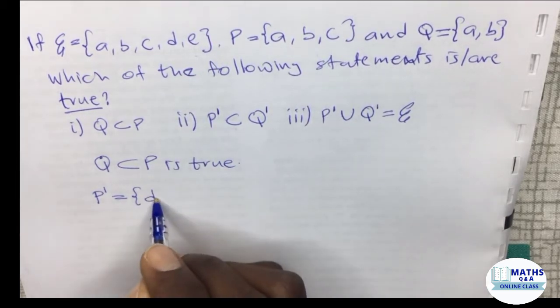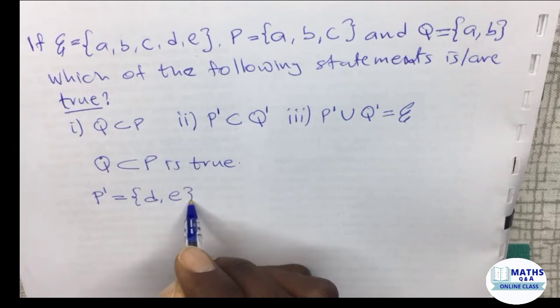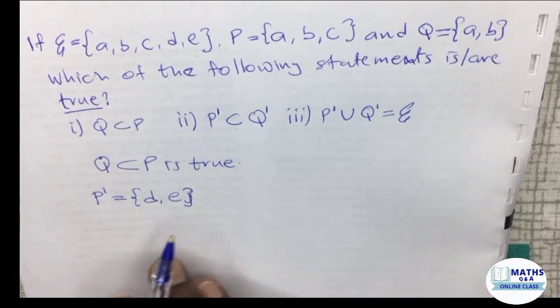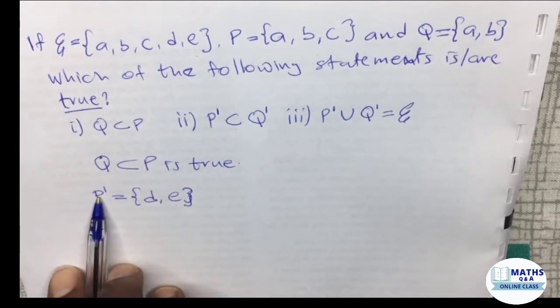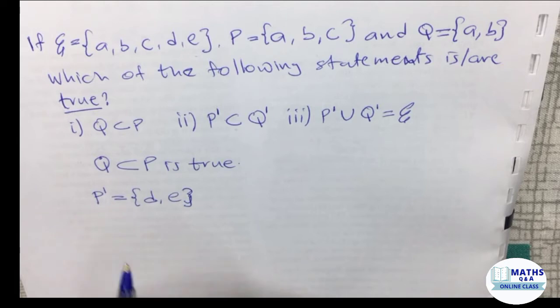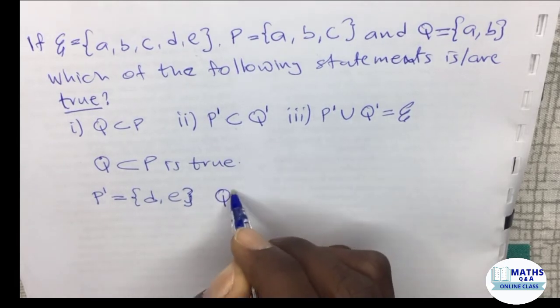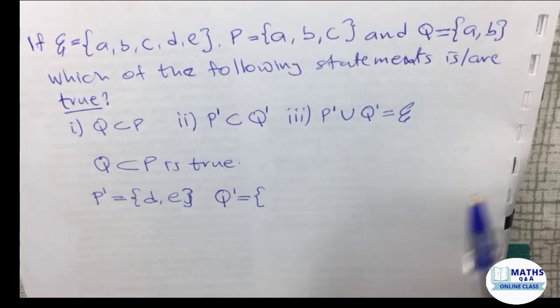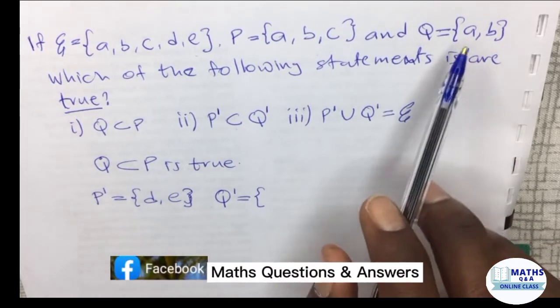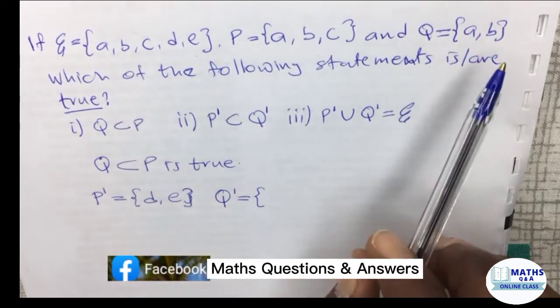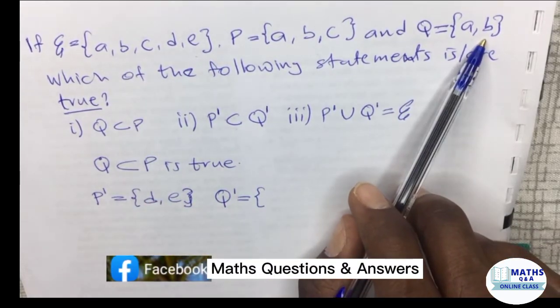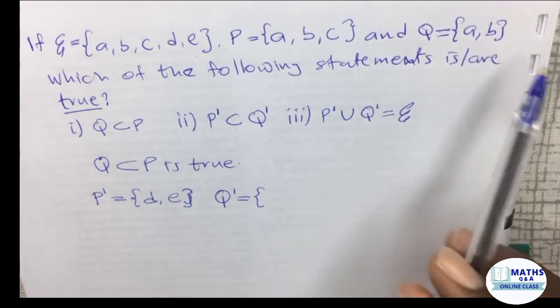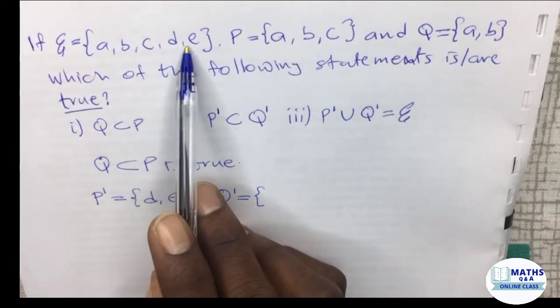So D and E are the elements in P prime. The same way, if we need Q prime, we're going to follow the same procedure. Elements in the universal set that cannot be found in the set Q. And these are C, D, and E.